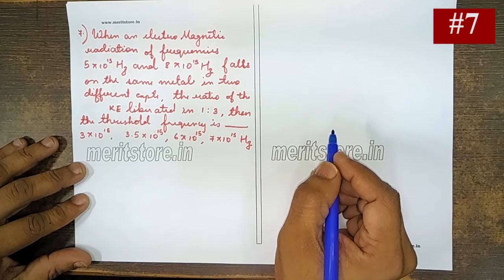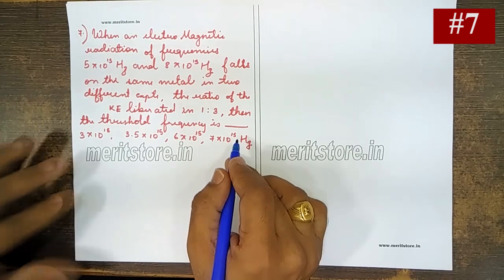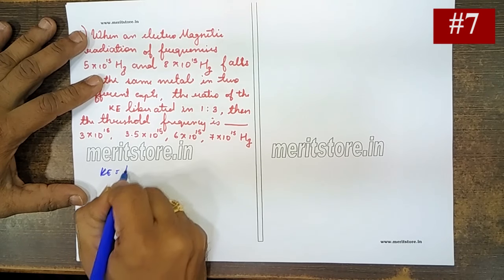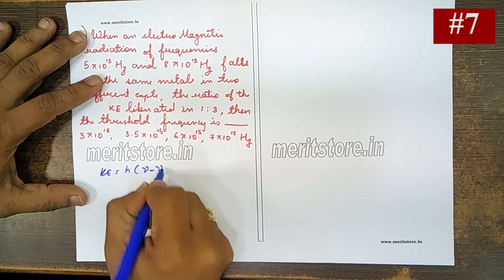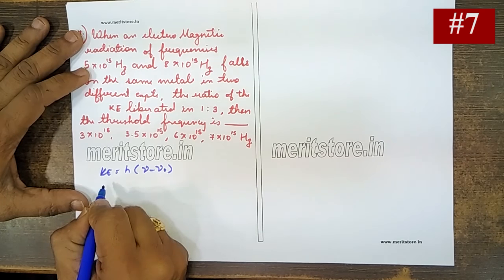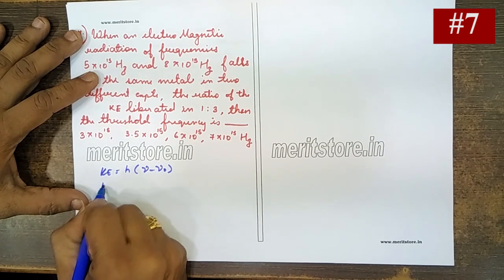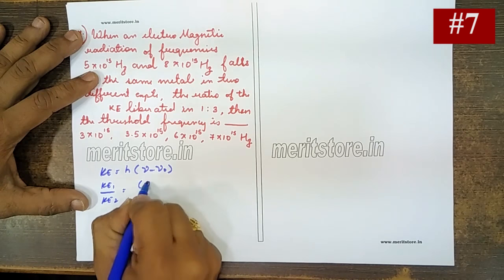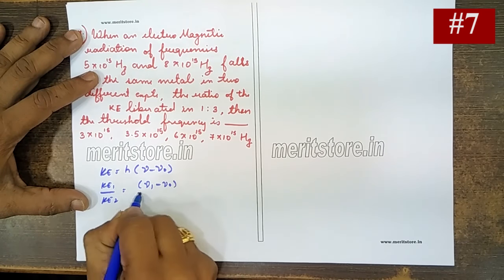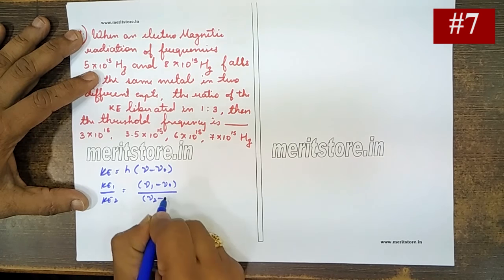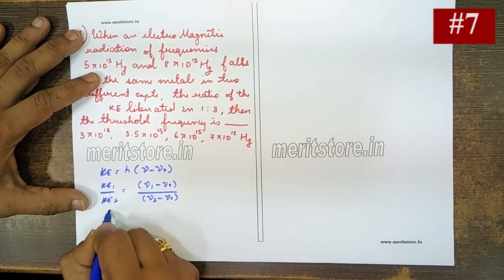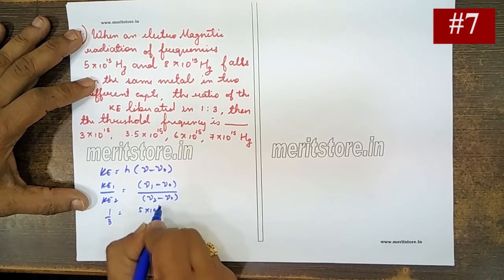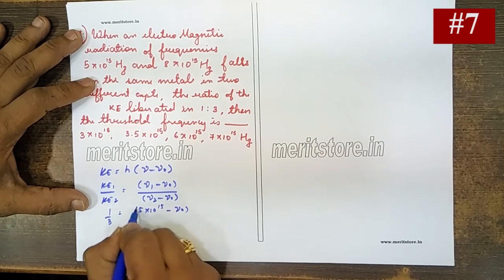And the choices are given here. Now we know the kinetic energy is given by h into nu minus nu 0. So I am given the ratio of kinetic energy 1 is to 3. So kinetic energy 1 upon kinetic energy 2 is equal to nu 1 minus nu 0 upon nu 2 minus nu 0. So this is 1 is to 3 is equal to 5 into 10 raised to 15 minus nu 0, 8 into 10 raised to 15 minus nu 0.